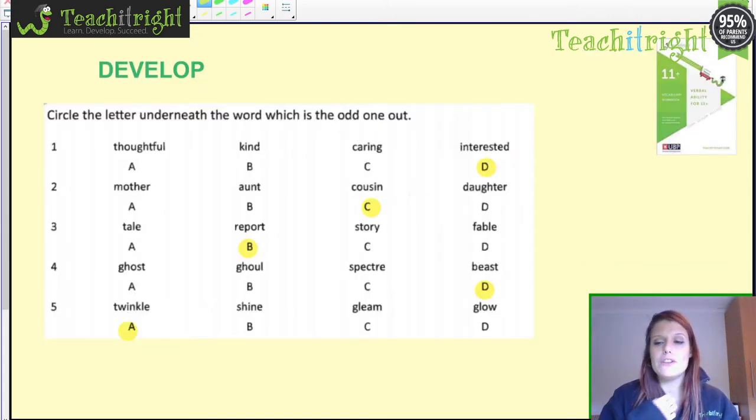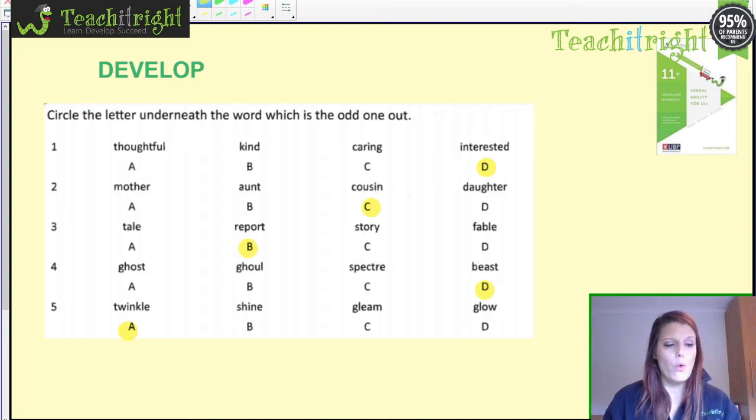So we're going to do the develop part of the assessment first, and you had to circle the letter underneath the word which is the odd one out. So number 1 was interested, because the others are all synonyms meaning kind. Number 2 was cousin. And this is because a mother, aunt and daughter are all female family members. A cousin could be, but isn't necessarily. So that's the odd one out there.